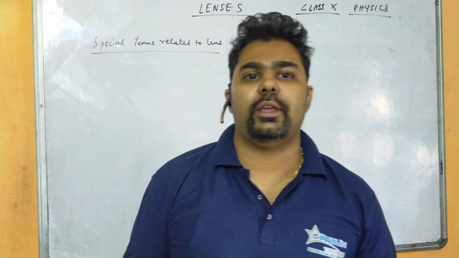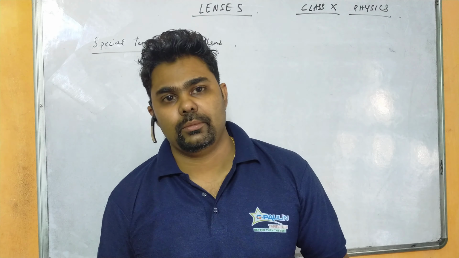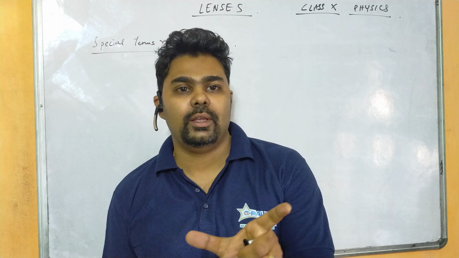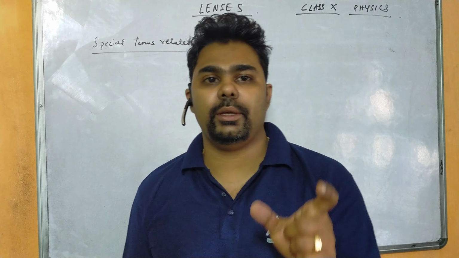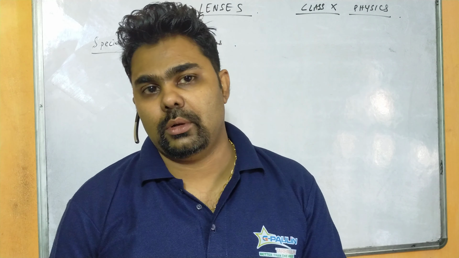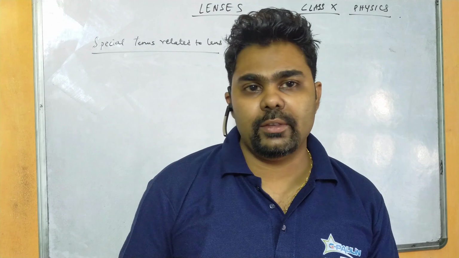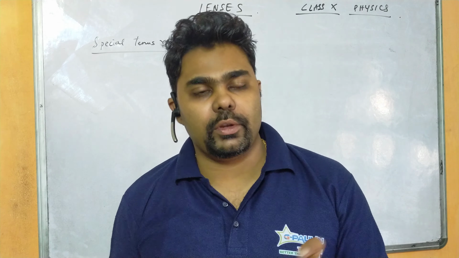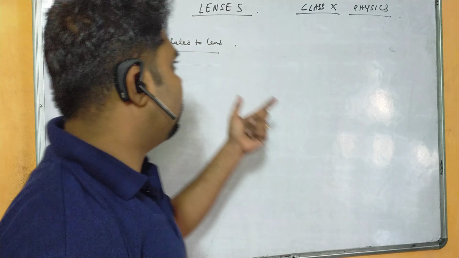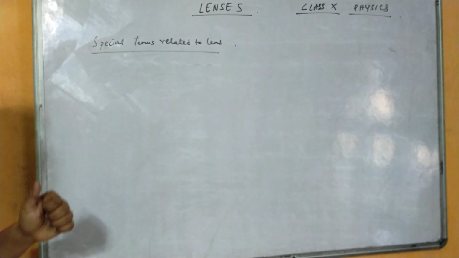So what is the basic function of a lens? It forms an image of a real object. So if I ask what is a lens, then you will say that a lens is a refracting medium which has one or both sides curved. But what is the function of a lens? A lens is used to form an image of a real object. So there are some related terms to lens.